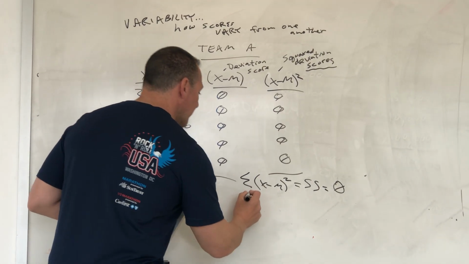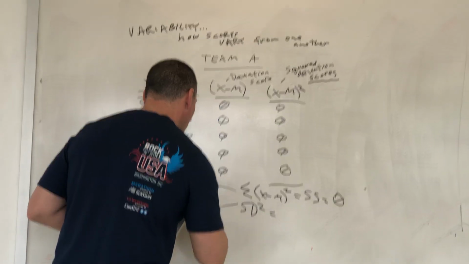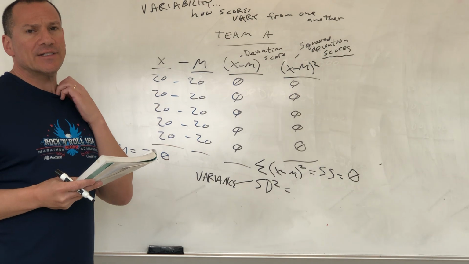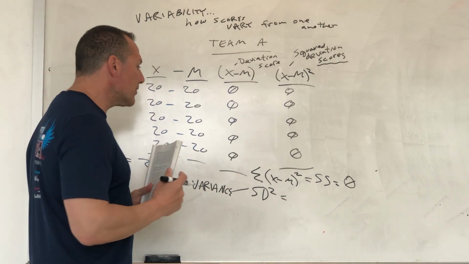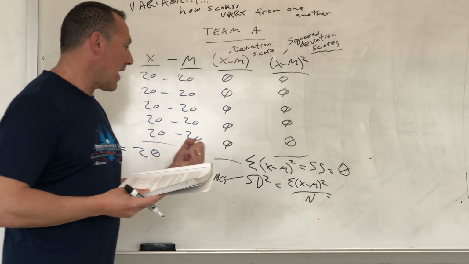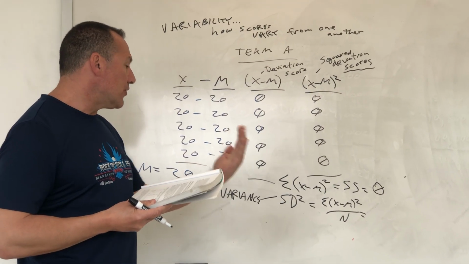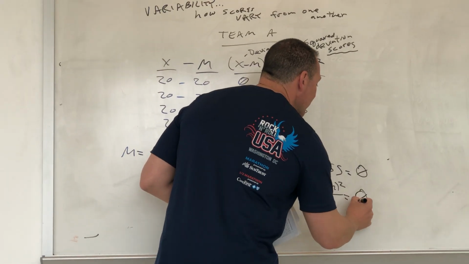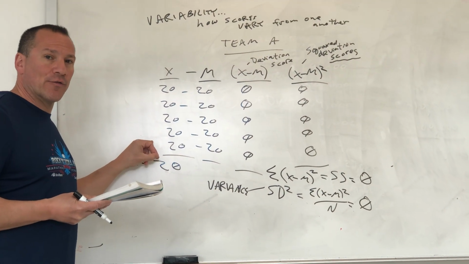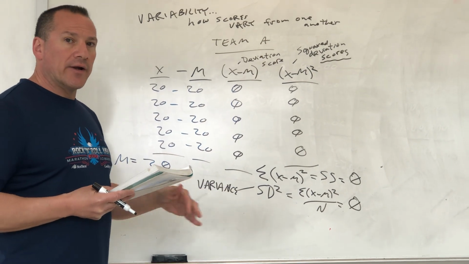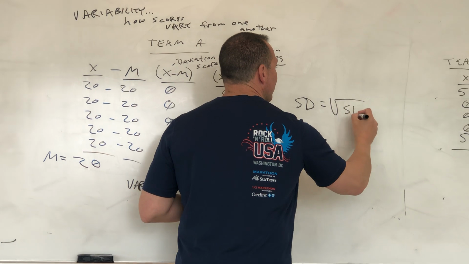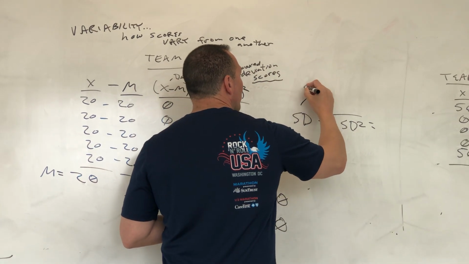The next thing that we're going to do, we call it SD squared, which is what we call the variance. The variance is essentially the average of the sum of the squared deviation scores. So it is sigma (x minus M) squared divided by n. When we divide by the number of scores, we're getting the average. 0 divided by 5 is 0. So again, we still have 0. Every index of variability is telling us 0. That's good because the scores vary 0 from one another. SD squared can finally be converted to what's called SD, which is the square root of SD squared. SD stands for what we call standard deviation.